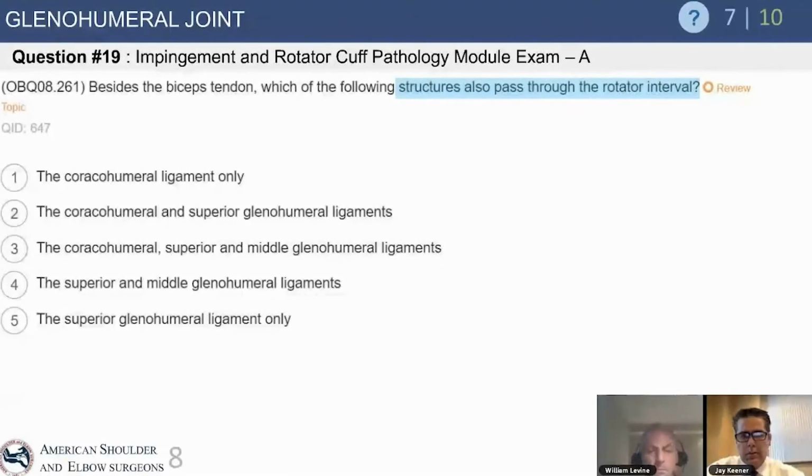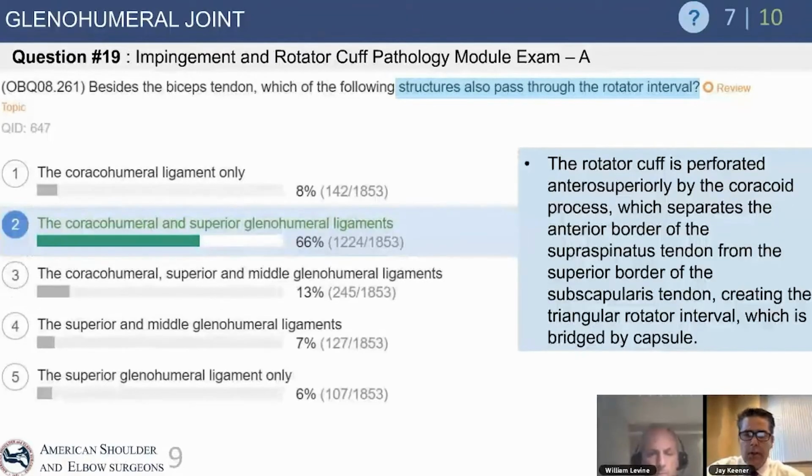So this is a good anatomical question. Besides the biceps tendon, which of the following structures also pass through the rotator interval? The choices are the coracohumeral ligament only; the coracohumeral and superior glenohumeral ligaments; the coracohumeral, superior, and middle glenohumeral ligaments; the superior and middle glenohumeral ligaments; and the superior glenohumeral ligament alone. The correct answer is the coracohumeral and the superior glenohumeral ligaments.